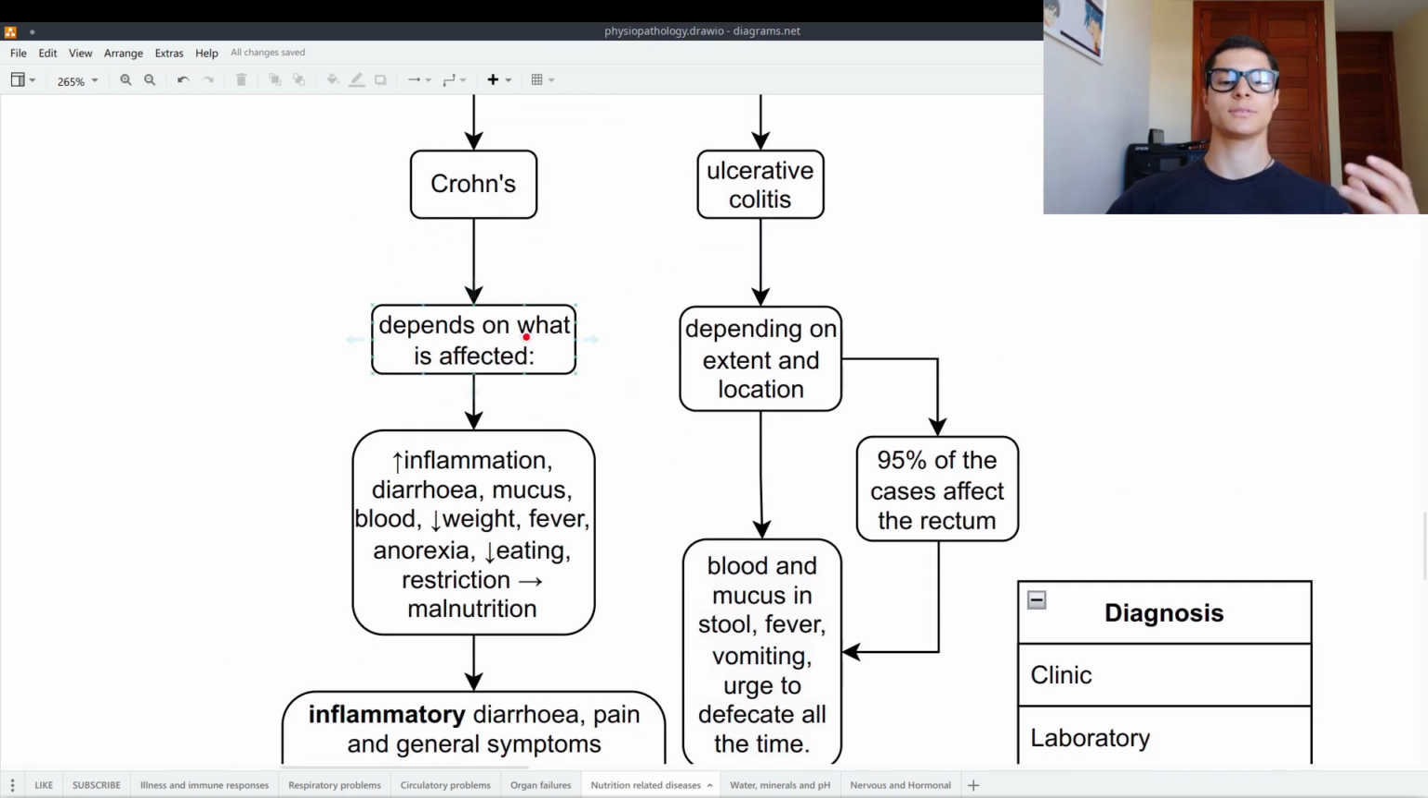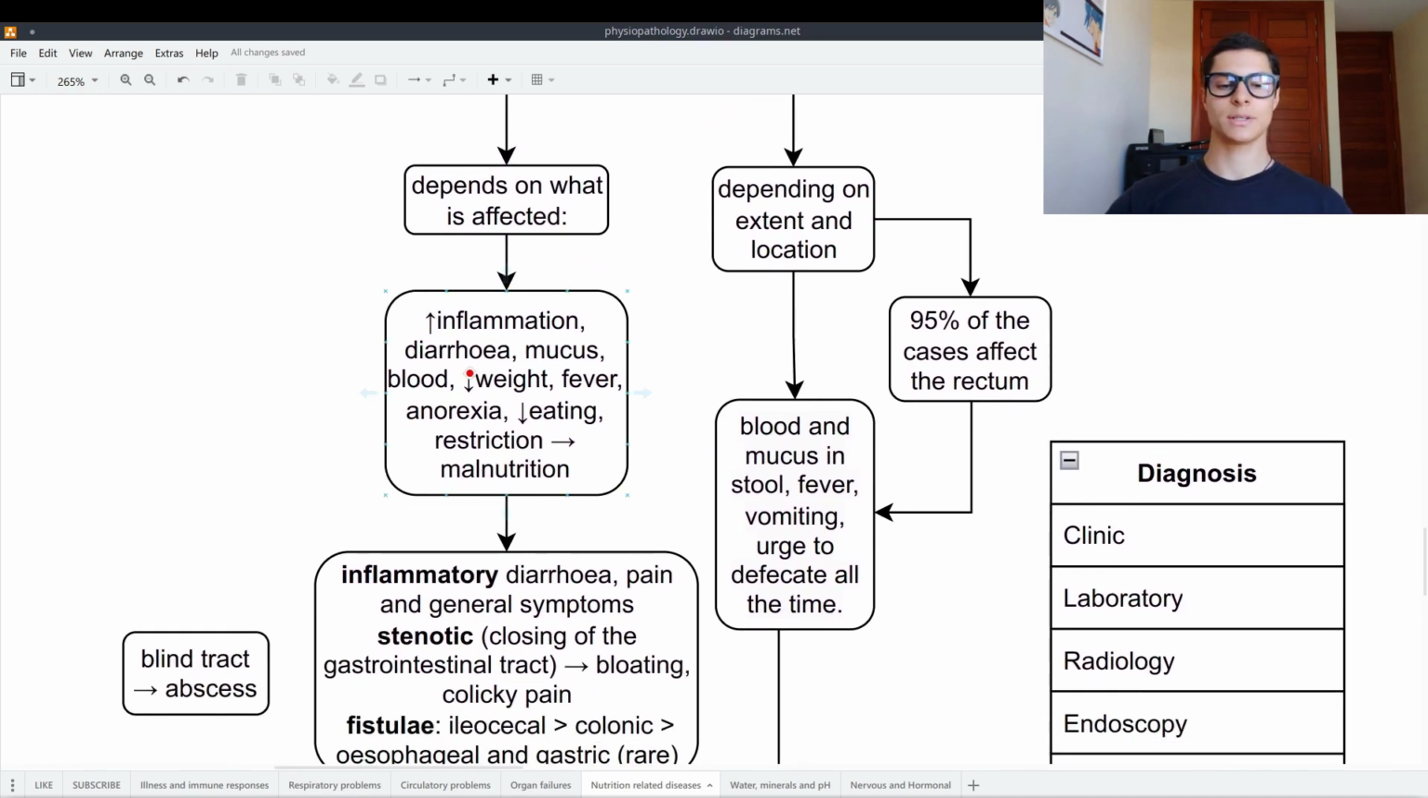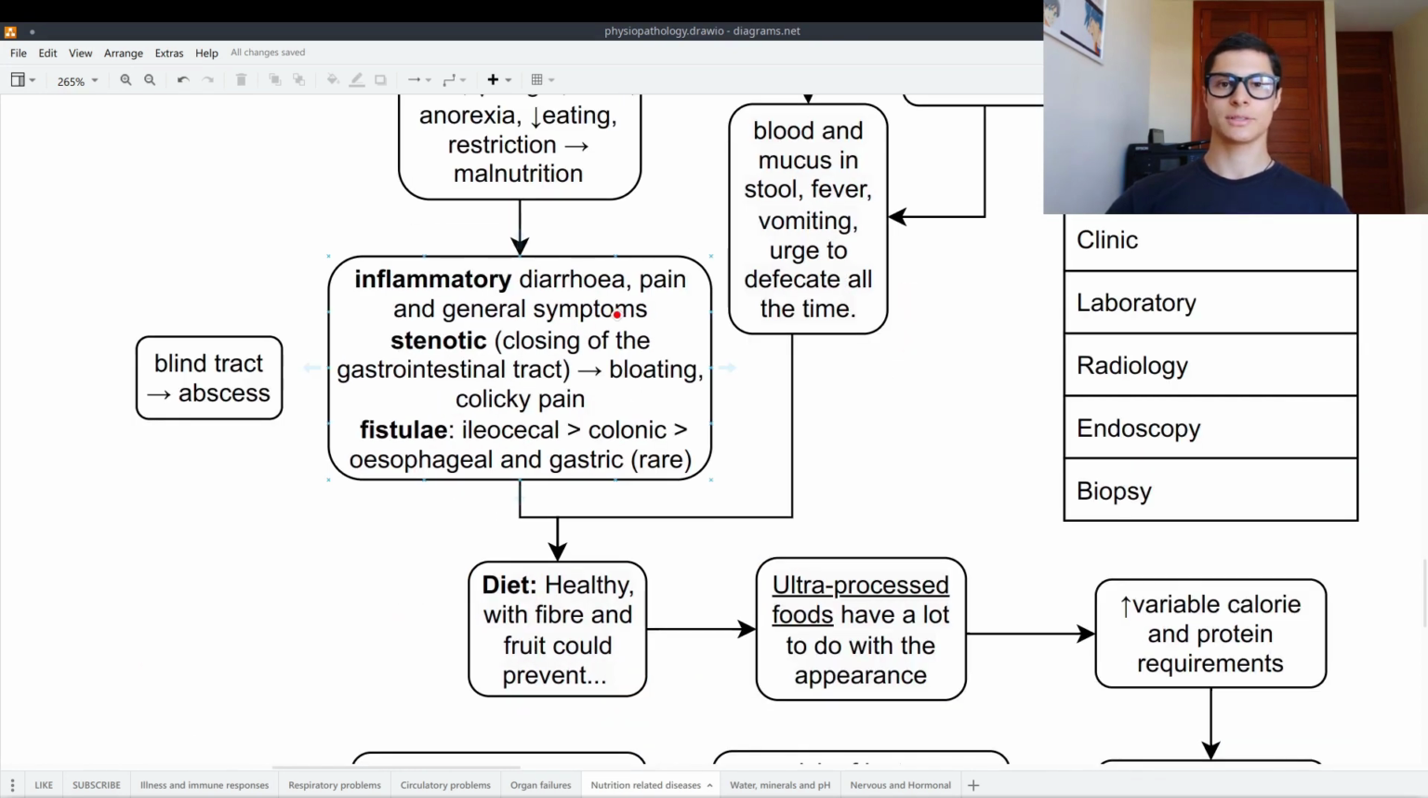Crohn's disease depends on what is affected. Higher inflammation, diarrhea, mucus, blood, lower weight, fever, anorexia, lower eating and restriction create malnutrition. The characteristics of Crohn's disease are inflammatory diarrhea, pain and general symptoms. Stenotic, so closing of the gastrointestinal tract, causing bloating and colicky pain, and the fistulae in the ileocecal and colonic regions, and also, but rarely, in the esophageal and gastric regions.